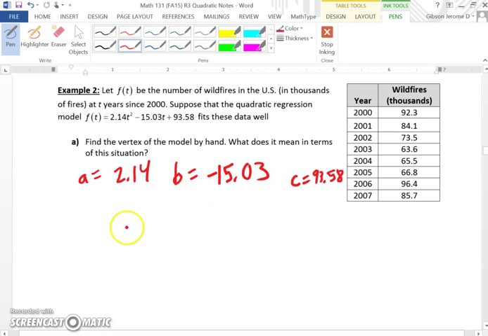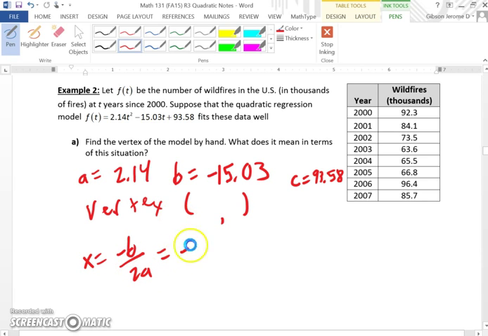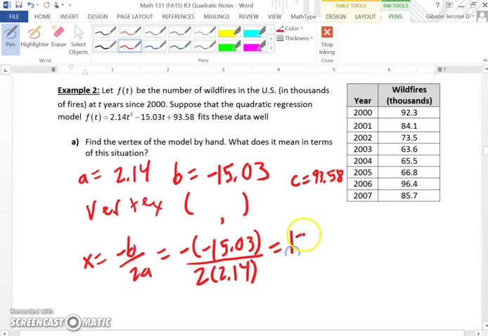Now we want to go about solving for our vertex. So I'll write the word vertex here, and then I'll write my parenthesis here. But we're going to do the work down here. So we will have x is equal to negative b over 2a. So we had the opposite of negative 15.03, and that would be divided by 2 times 2.14. So this will give us 15.03 all over 4.28. Now this will give us a final answer of 3.51. So then our x value will be 3.51.